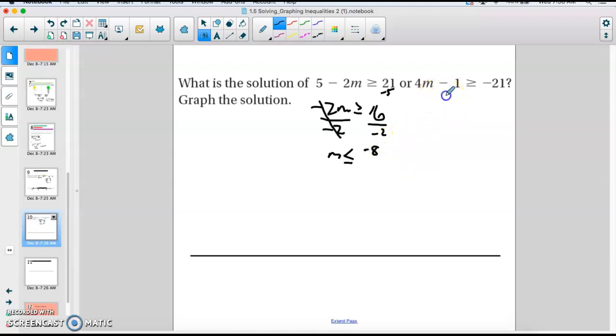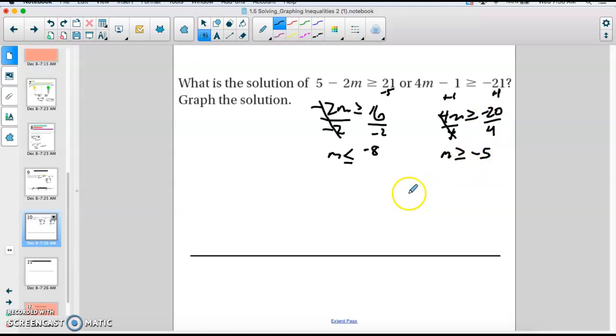Okay, and then on this one we're going to add 1. Add 1. So we get 4m is greater than or equal to negative 20. We're dividing by a positive number this time, so our sign does not change. So it stays like that. And we get negative 5 as an answer.